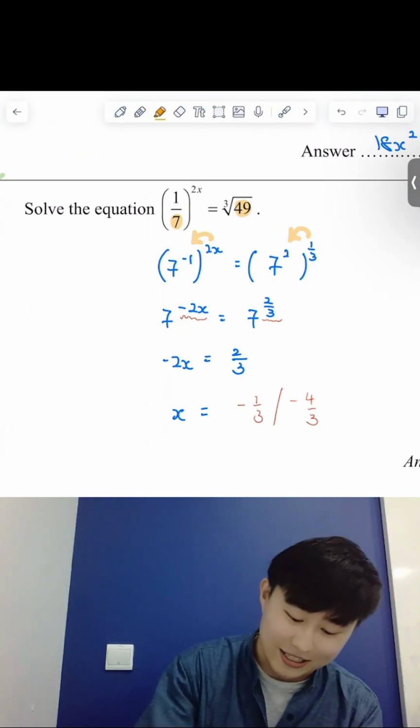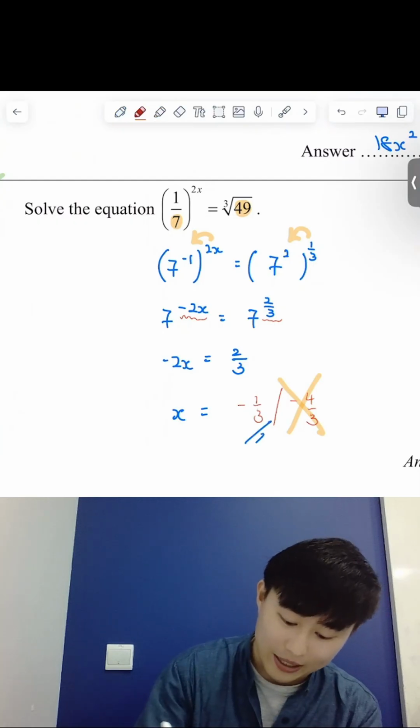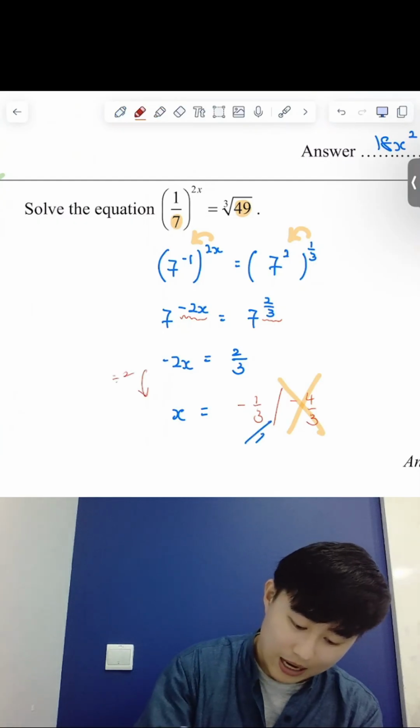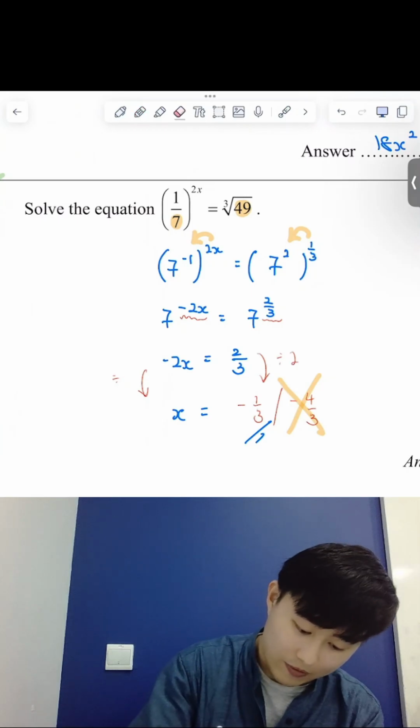Good. The correct answer is not this one. It's this one. Why? Because I'm dividing this by 2. I'm dividing this by, sorry, minus 2. I'm dividing both sides by negative 2. Negative 2 and negative 2.